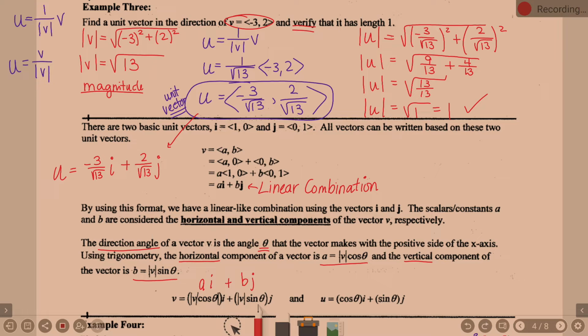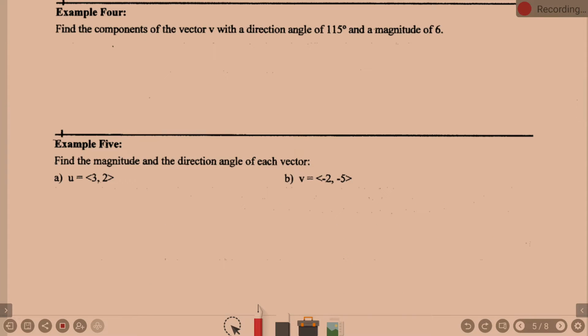And we were getting ready to go into example 4 here, where we start using those components and using our direction angle. So, example 4, find the components of the vector v with a direction angle of 115 degrees and a magnitude of 6. First of all, realize when they say find the components, they're asking us to find A and B, whether it's the vector A comma B, or whether it's in linear combination of A times i plus B times j. So we're being asked to find the components.